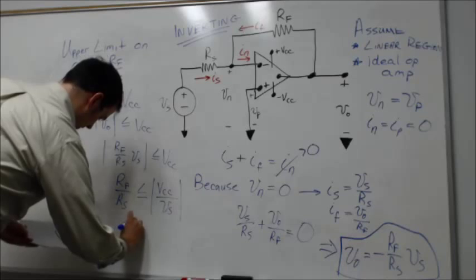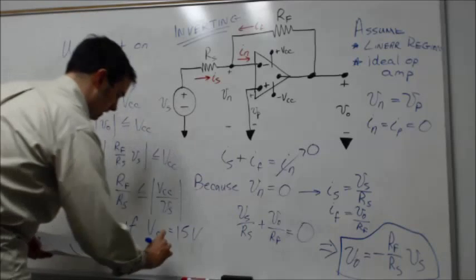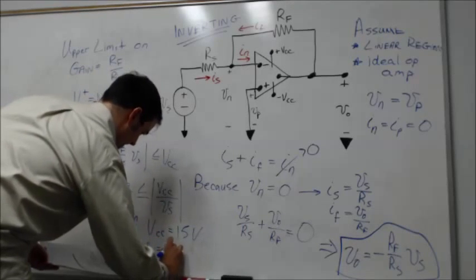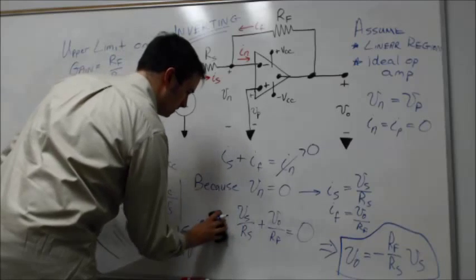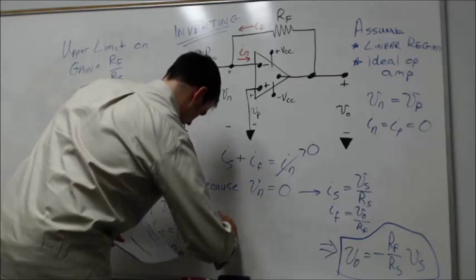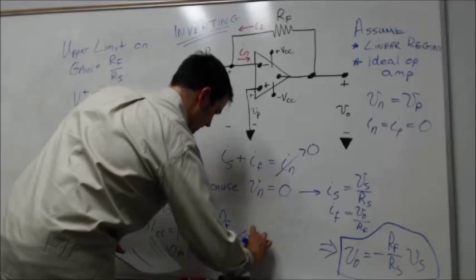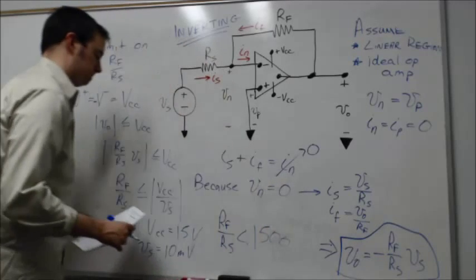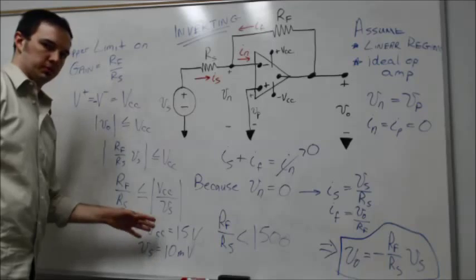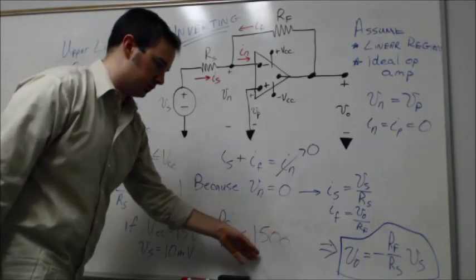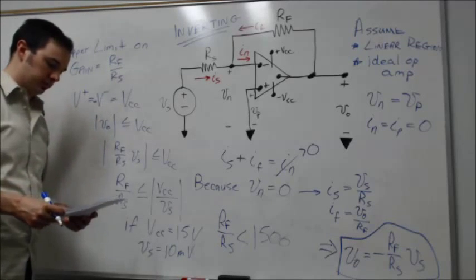Just as an example, if VCC were equal to, let's say, 15 volts, and VS were equal to 10 millivolts, then RF over RS would have to be less than about 1500. Okay, just as an example for maybe some more standard VCC and VS values. This shows you the order of magnitude of the amount of gain that we could get out of this particular type of circuit.